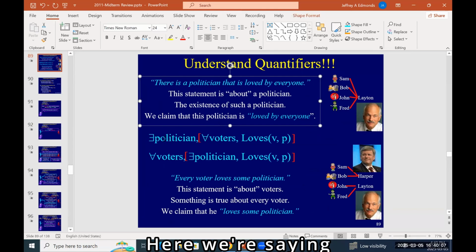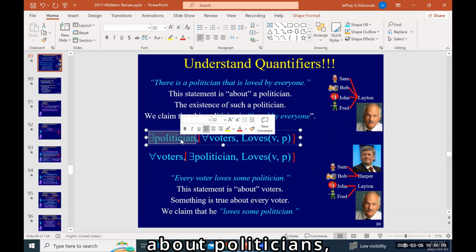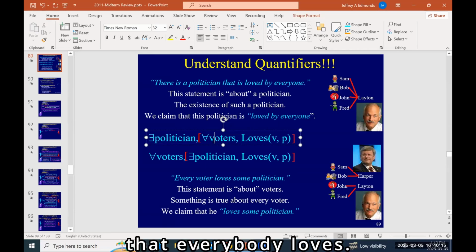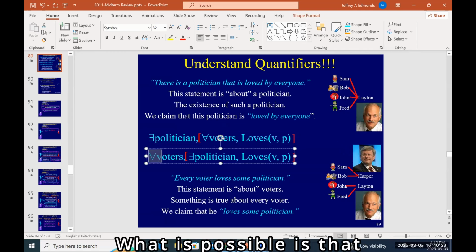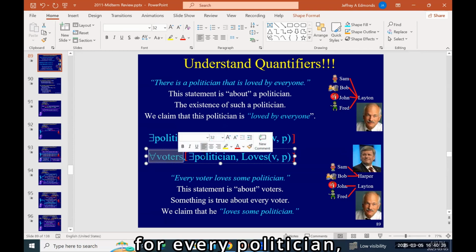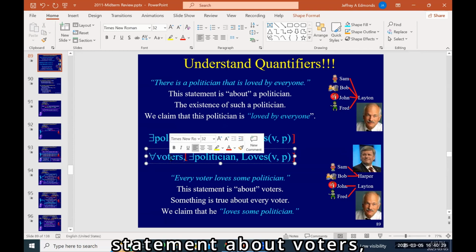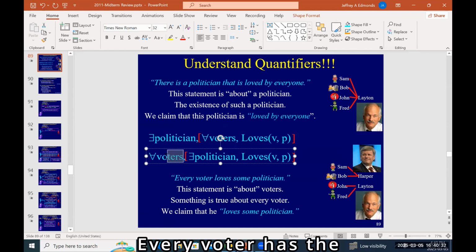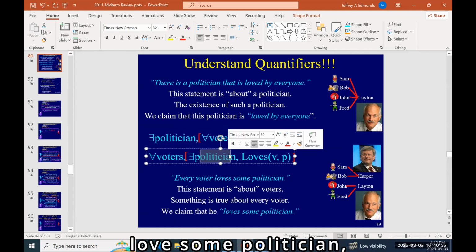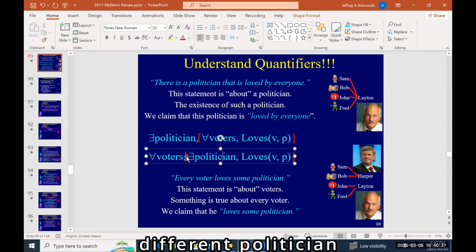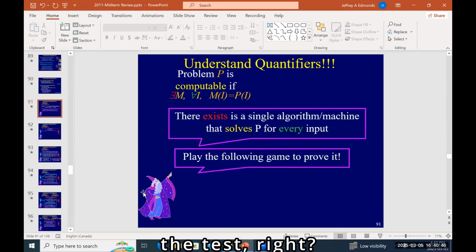Here we're saying, this is a statement about politicians, right? We're saying there exists some politician that everybody loves. Has that ever happened? No, that hasn't happened. What is possible is that for every voter, it is a statement about voters, right? Every voter has the property that they love some politician, right? But it can be a different politician for the different voters, right? Everybody get that? Good. If you get that, you'll be fine for the test.